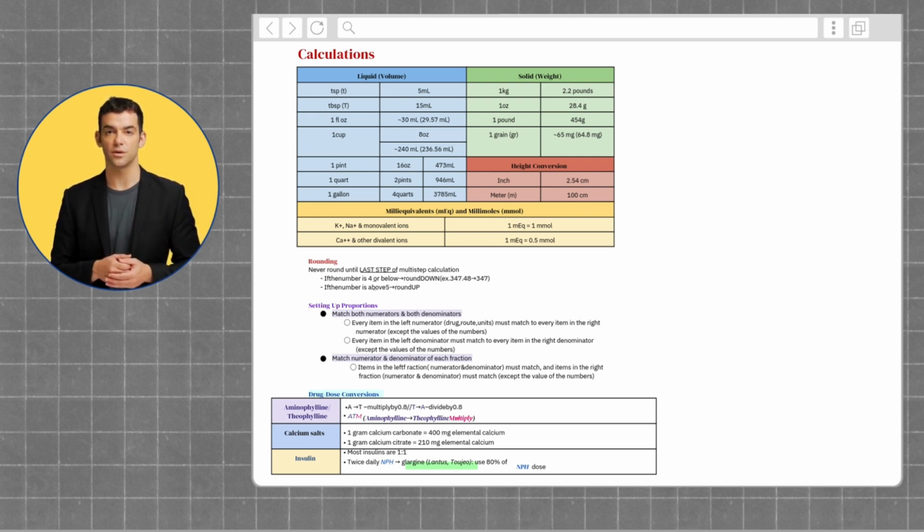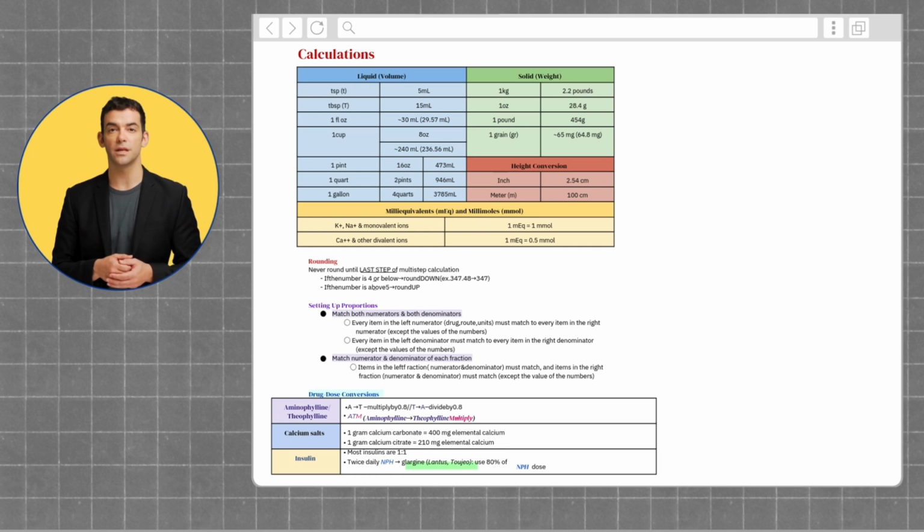For weight, 1 kilogram is equal to 2.2 pounds. 1 ounce is equal to 28.5 grams. 1 pound is equal to 454 grams. 1 grain is equal to 65 milligrams. For height, 1 inch is equal to 2.54 centimeters, and 1 meter is equal to 100 centimeters.